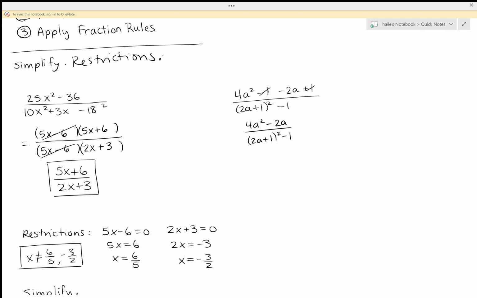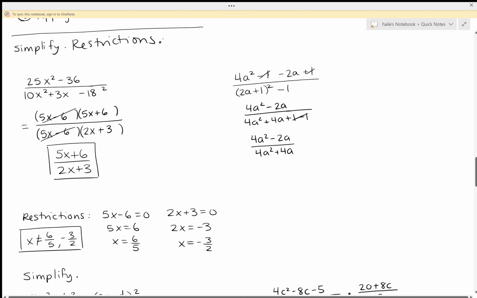So I think I'm going to have to FOIL the bottom out. So let's go ahead and do that. So we'll get 4a squared plus 4a plus 1 minus 1. So those negative 1's are going to cancel. So we have 4a squared minus 2a all over 4a squared plus 4a.